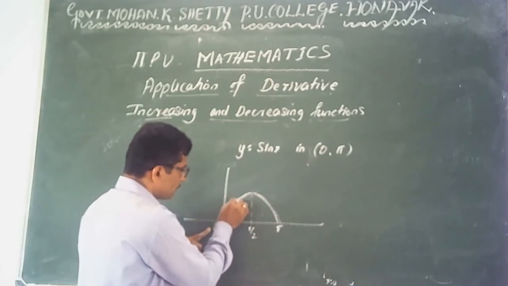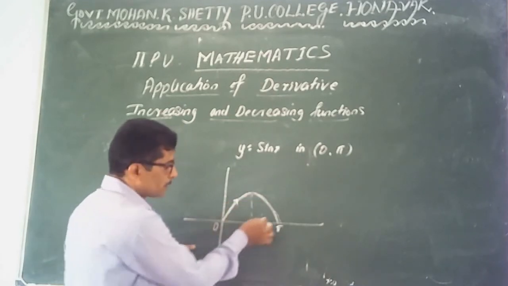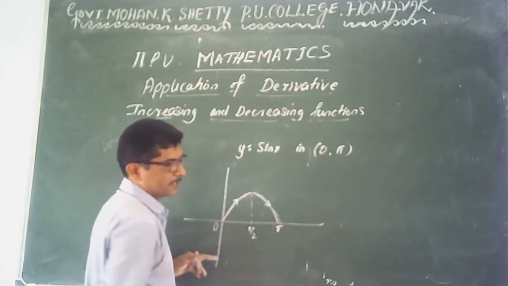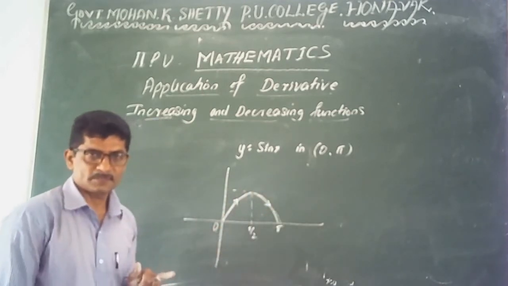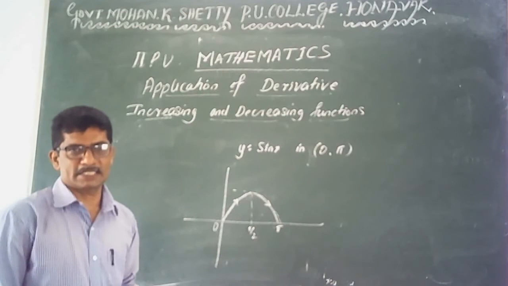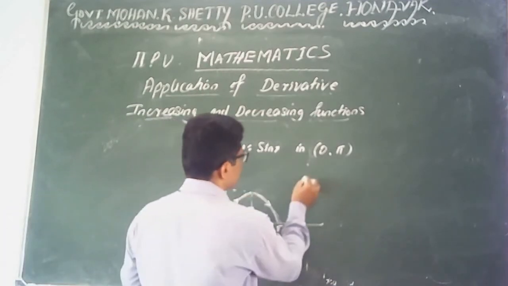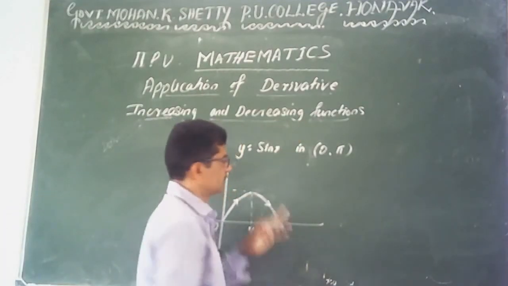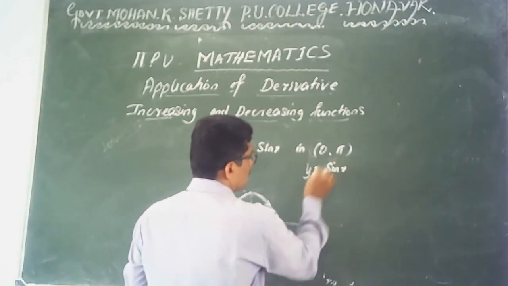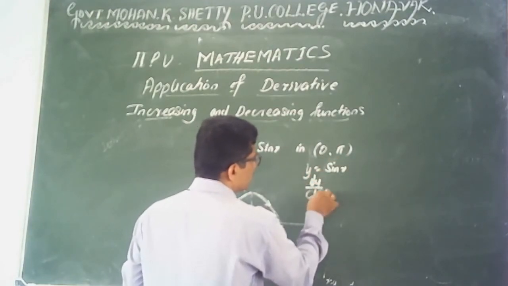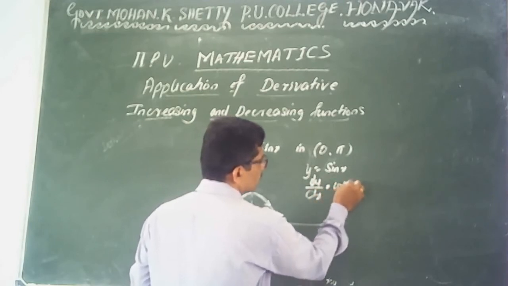In 0 to pi by 2 the function is increasing. In pi by 2 to pi the function is decreasing. At the point x equal to pi by 2 it is the turning point, neither increasing nor decreasing point. We are verifying this one using the definitions, calculus methods. The given function y is equal to sin x. Therefore, the derivative of y with respect to x, you know that its value is equal to cos x.